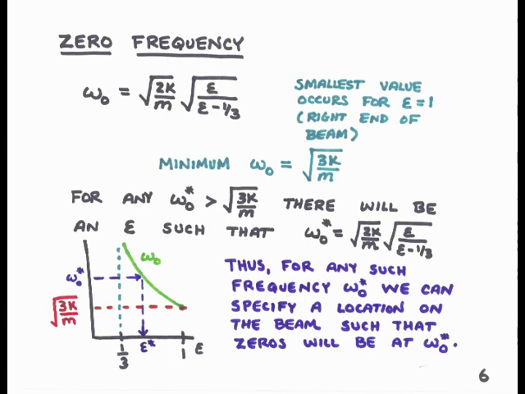What this means is that for any frequency omega 0 star greater than square root of 3k over m, there will be an epsilon such that omega 0 star is equal to this value. What that means is for any such frequency omega 0 star that we specify, we can find a location on the beam such that the frequency of the zeros is equal to omega 0 star.